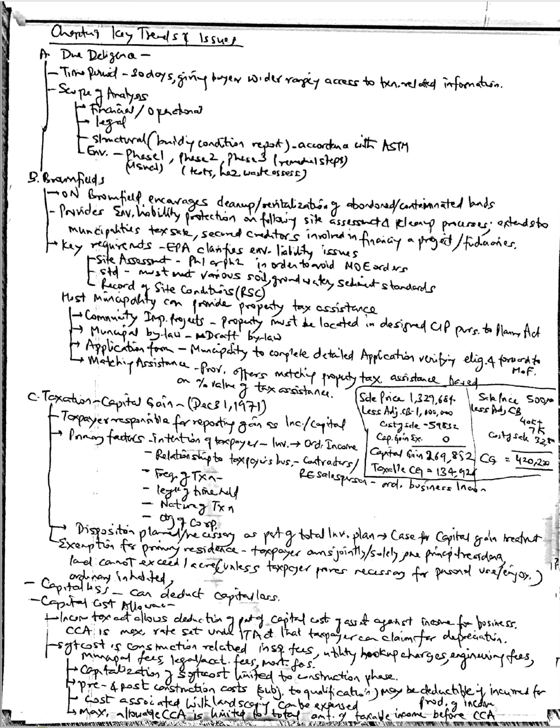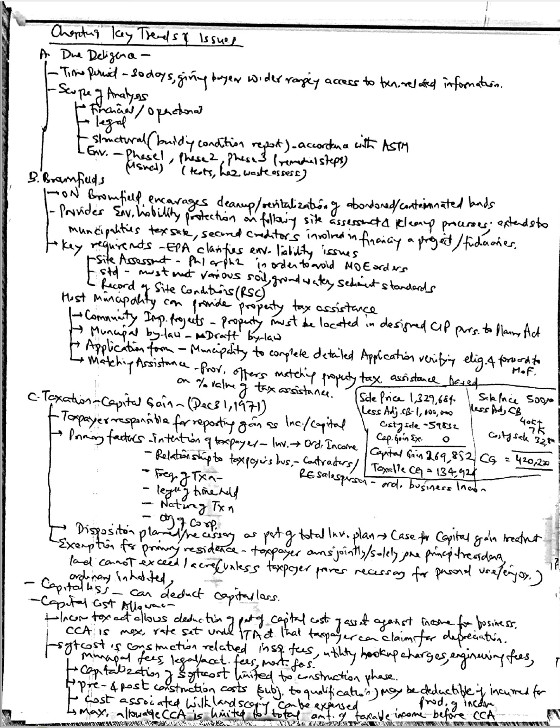So to recap: the capital cost allowance, the adjusted cost basis, there's a soft cost factor, and there are CCA classes. The Income Tax Act allows deduction of a part of the capital cost of assets against income for the business. CCA is at the maximum rate set under the Income Tax Act. Soft costs are construction-related inspection costs, utility hookup charges, engineering fees, municipal fees, legal or accounting fees, or mortgage fees.